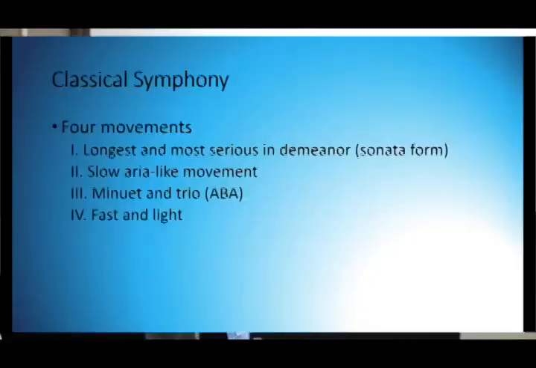And so what happened is composers started extracting that symphonia from the opera, and you would get a four movement work. So it started out as three with fast, slow, fast, but now we've got a four movement work. Okay, so the first movement is going to be typically the most serious in its demeanor. It's usually going to be the longest in scope as well, and that movement will use sonata form, which we will again talk about in a few moments. So that's the one that you often know.